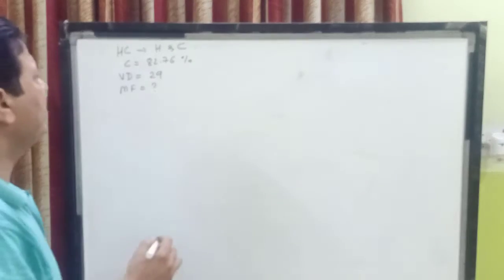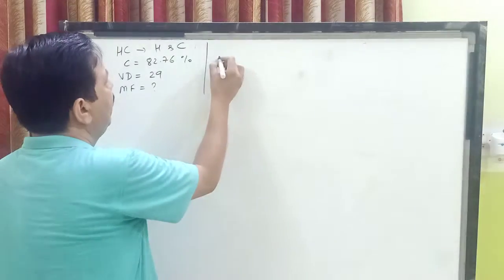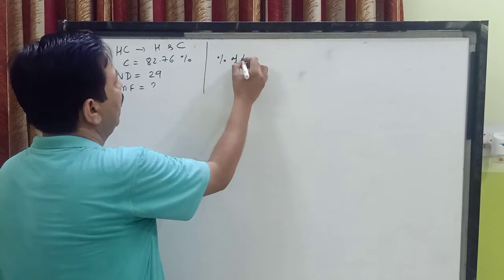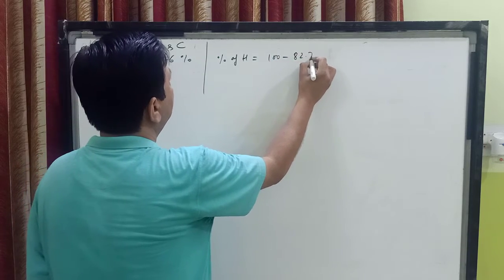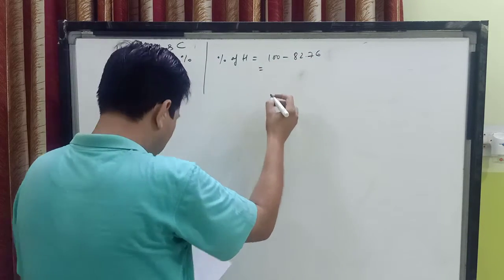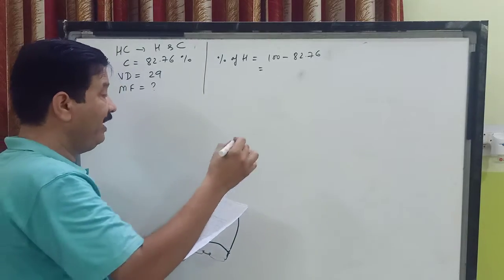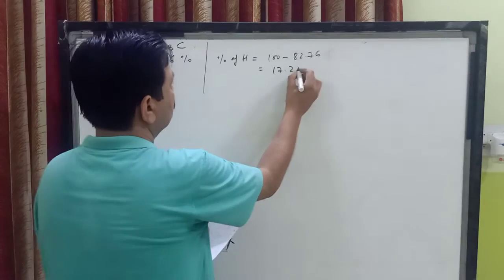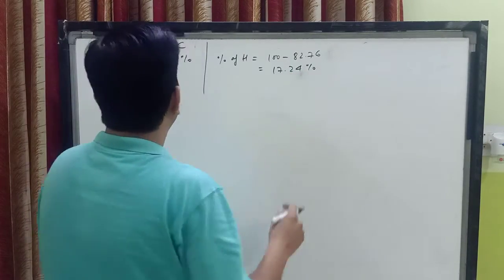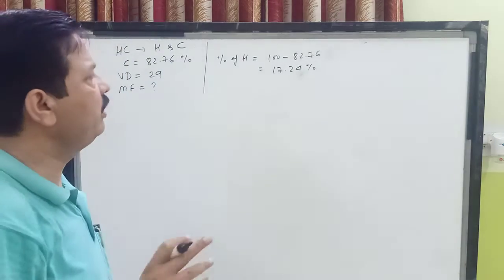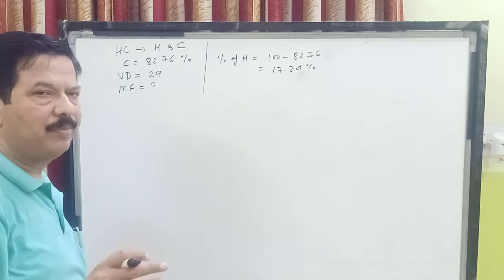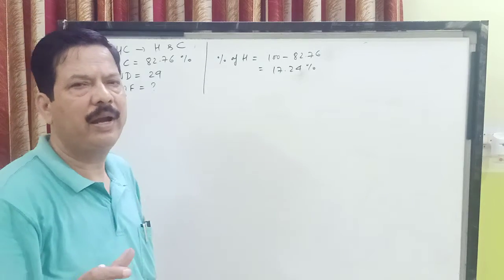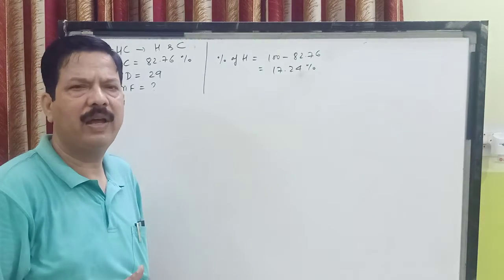So the first thing we do here, children, is find out the percentage of hydrogen, which will be 100 minus 82.76, which comes out to be 17.24. Although the percentage of hydrogen is not given, we have calculated it because a hydrocarbon contains only carbon and hydrogen. No other elements are present.